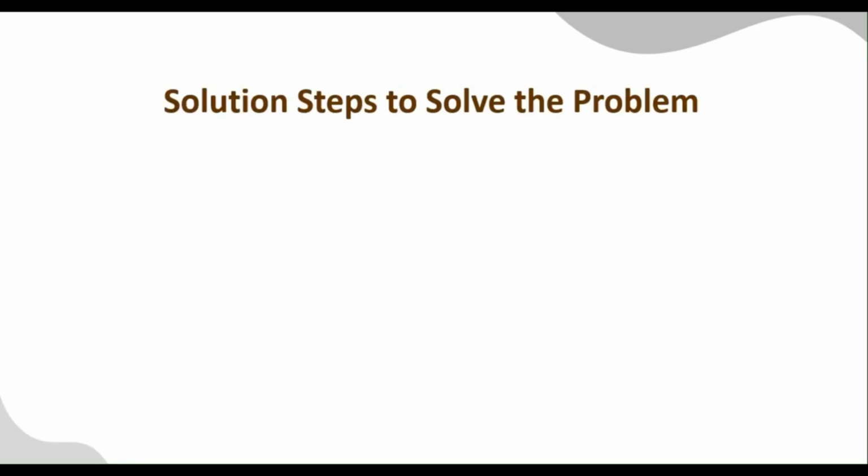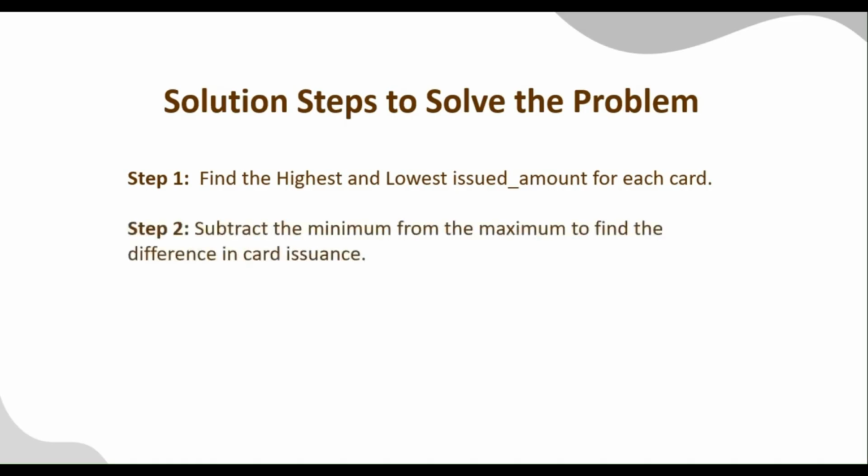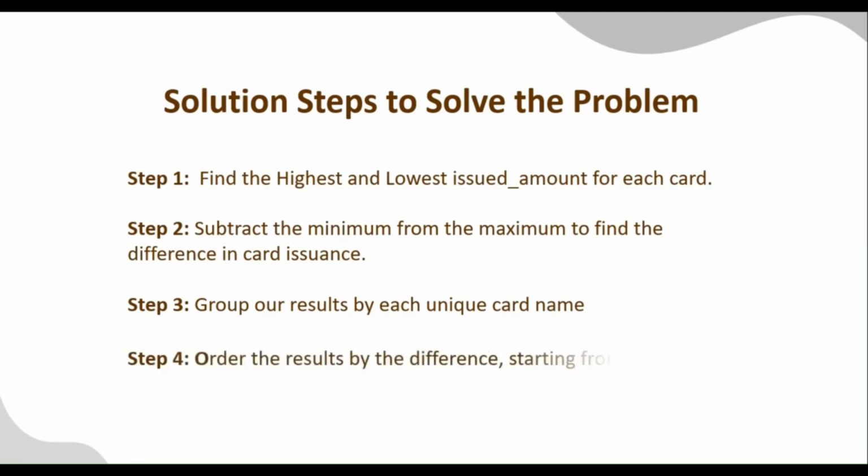So basically, to solve this problem, our first step would be to find the highest and the lowest issued amount for each card. In this case, we can just make use of max and min function to calculate the maximum and minimum number of cards issued in a month. Step 2 will be to subtract the minimum from the maximum to find the difference in the card issuance. The third step would be to group the results by each unique card name, since this is essential because we want to calculate the maximum and minimum values per credit card and not across all the cards. Now coming to the last step, we just need to order the results by the difference starting from the largest one as requested in the problem statement. So that's how we are going to approach this problem.